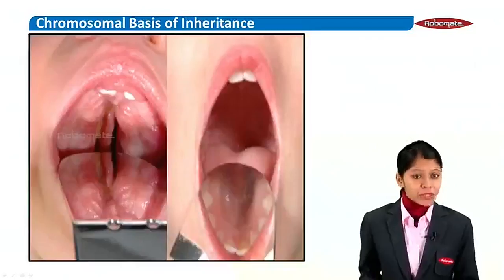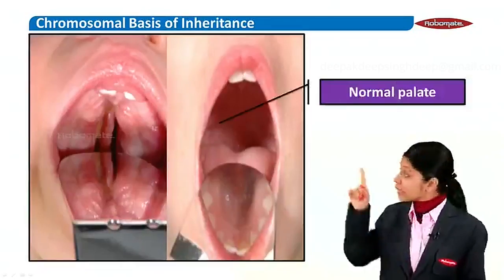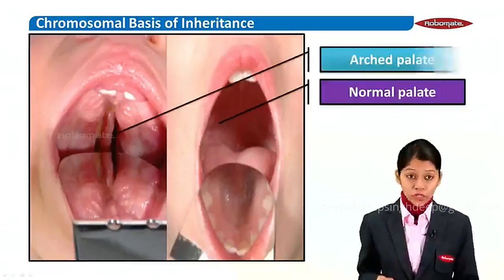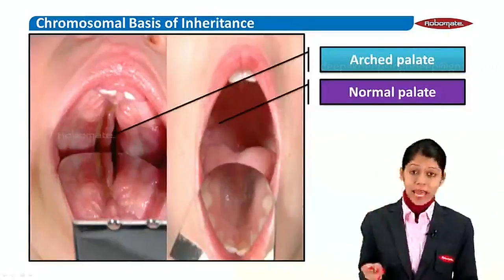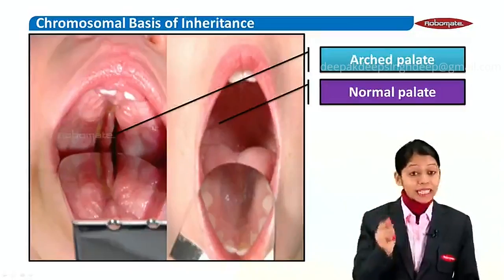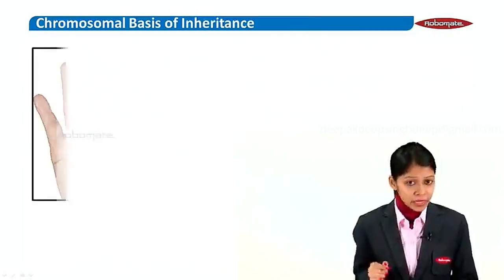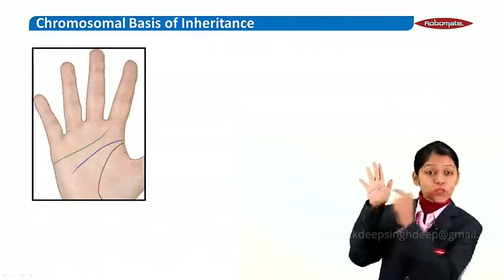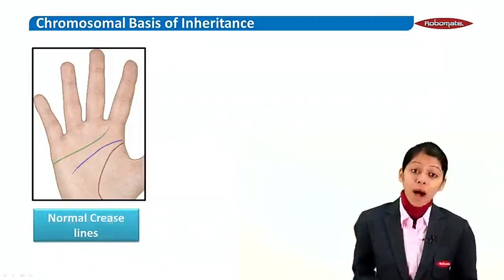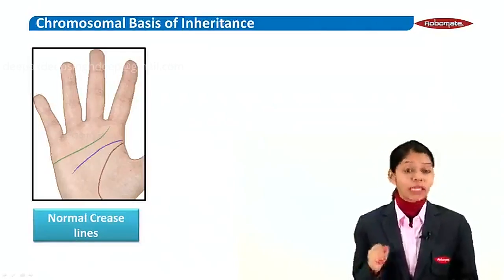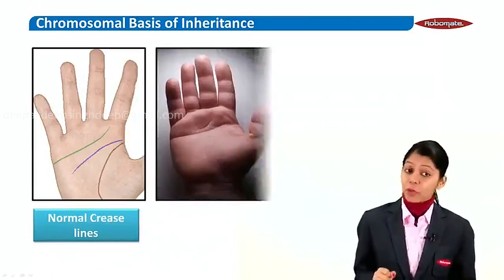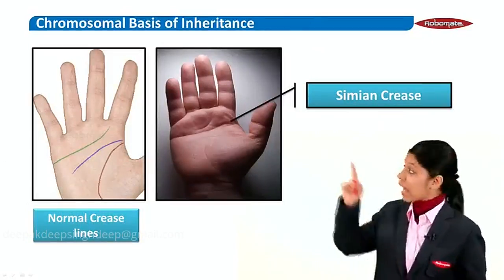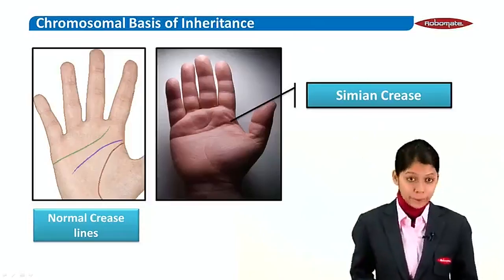Now if you have a look at your palate, this is how the normal palate looks. The people who are suffering from Down syndrome have an arched palate. As you can see over there, the palate is arched. Now next, have a look at your hands. You can see there abnormal crease lines present. These are palm crease lines seen in normal individuals. In case of people suffering from Down syndrome, they have a typical simian crease, as you can see the line present over there.